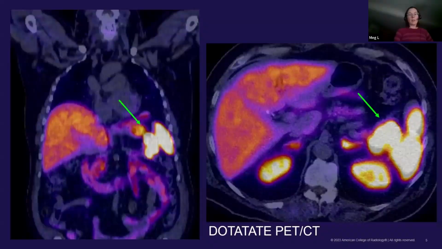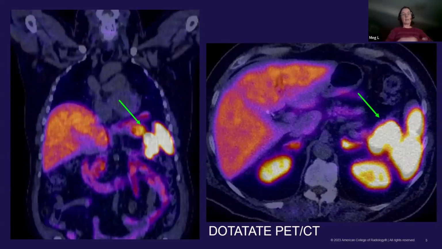And so the patient went on to get some additional imaging based on the differential diagnosis for that lesion. This is axial and coronal images from a dotatate PET CT. And you can see that there's marked radiotracer uptake in the region of that pancreas tail mass. Similar to the adjacent spleen, there was also a small lesion in the liver, a caudate lesion, which I'm not showing you here.